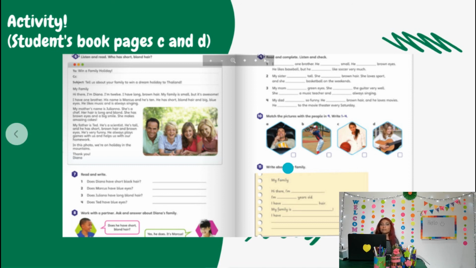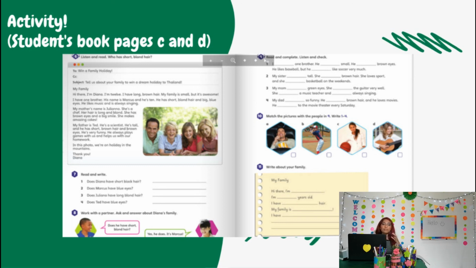for example, 7 years old, 8 years old, 9 years old. You write your age. And then it says, I have red straight hair, red long hair. Or for example, you have long hair, you have black hair, brown hair, etc. Okay? My family is, for example, what's your family like? For example, my family is amazing, my family is funny.